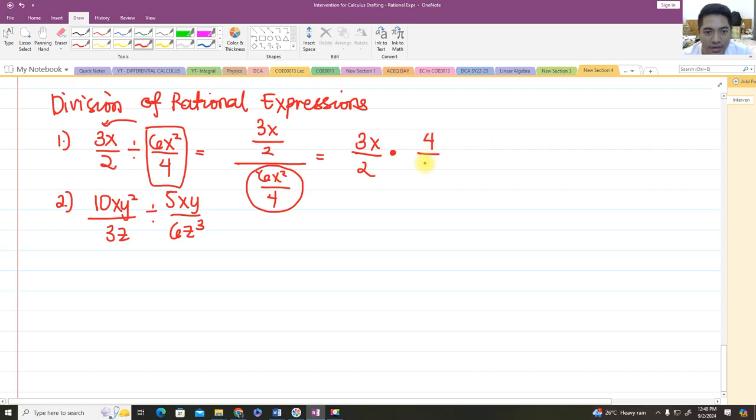So you have 4 all over 6x squared. And from there, you can reduce. So you have 3 all over 6, this would be 2, and you have x all over x squared, which would be still x. And of course, you have 4 all over 2, so that would be 2. So you have 3 times 2, that will be 6, all over 2 times x, which would be 2x. Okay? And of course, we can also see that we can cancel 6 all over 2. So, no need for 6. Why did I write 6 here?